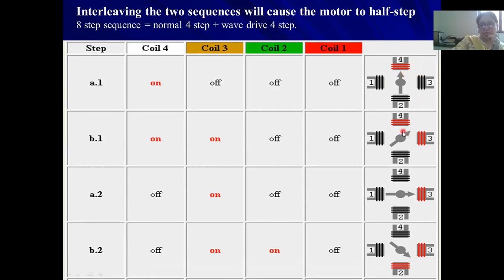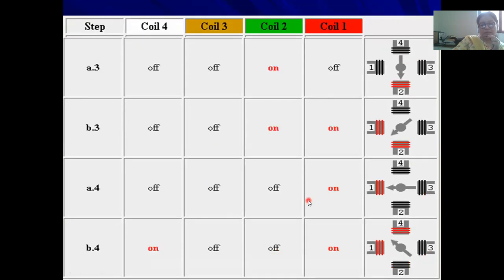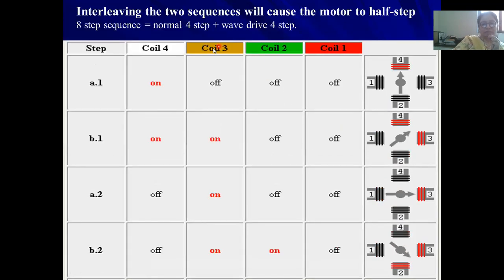In the second row, coil 4 and coil 3 are energized simultaneously. In the third row, coil 3 is energized. In the fourth row, coil 2 and coil 3 are energized. So in this way, this pattern will repeat. In the next slide you can also see that coil 2 is excited, then in the next row, coil 2 is excited along with coil 1. So on and so forth, this pattern will repeat. Now let us see how the bit pattern will be for this.